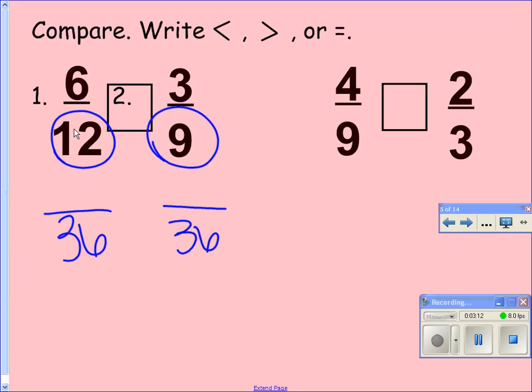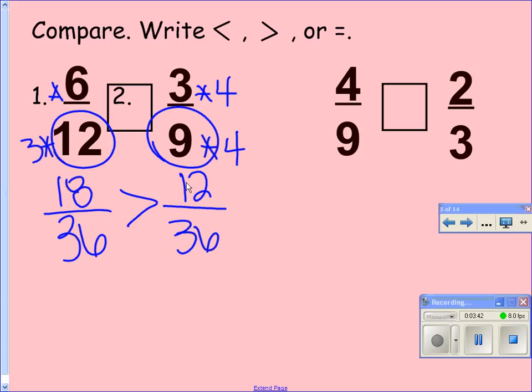Okay, so what did we do with the 12 to get to 36? Well, we multiplied by 3. Since we multiplied by 3 on the bottom, we're going to do the same thing at the top. 6 times 3 is 18. What did we do with the 9 to get to 36? We multiplied by 4. 9 times 4 is 36. 3 times 4 is 12. So 6/12 is greater than 3/9 because 18 is greater than 12. Once you have the denominators that are the same, you will just look at the numerator.